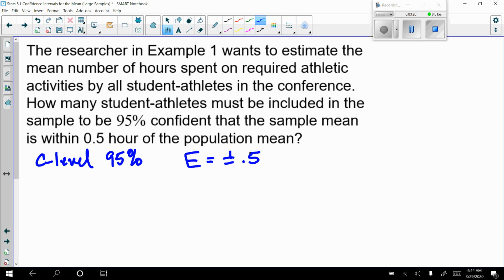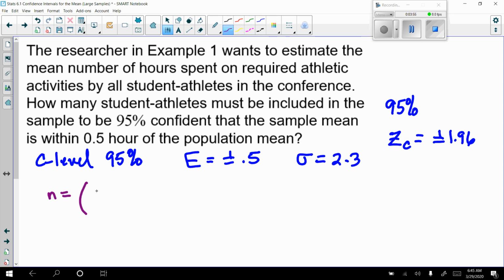Okay, we know on this one that our standard deviation was 2.3. We know that because they gave us that before. And we know that for 95% confidence, remember we knew that our critical value for C was plus or minus 1.96. Okay, so from all those numbers, we can plug it into that formula that we just came up with. Remember, the formula is n is equal to the z critical number times sigma divided by E, quantity squared.